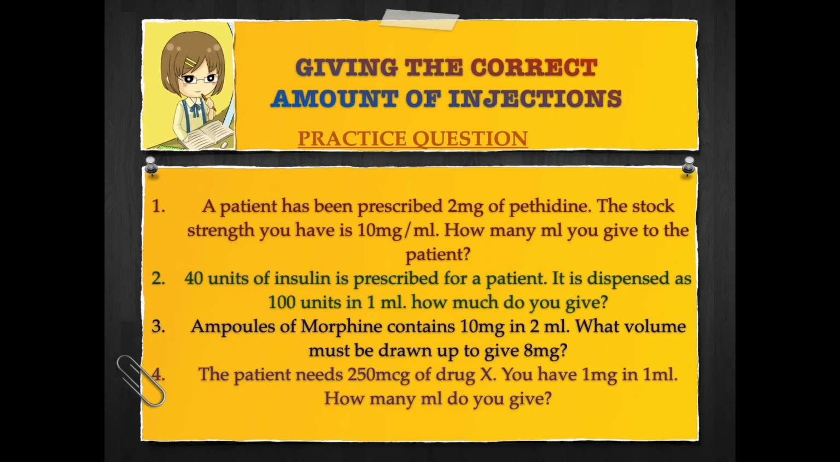Third question is, ampules of morphine contain 10 mg in 2 ml. So that is the stock dose. What volume must be drawn up to give 8 mg? So 8 is the prescribed dose.